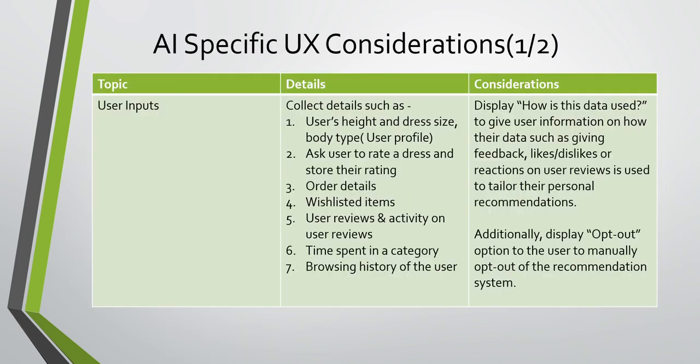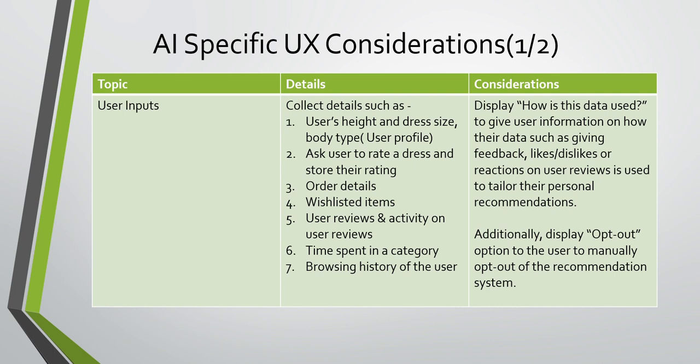So coming to the specific UX considerations for building an AI product, we will categorize this across four categories. Coming to user inputs, we will collect user details, and the consideration is that we will display how this data is used. When the user clicks on that option, we will give them all the information on what data we are collecting and how it is used to tailor their personal recommendations.